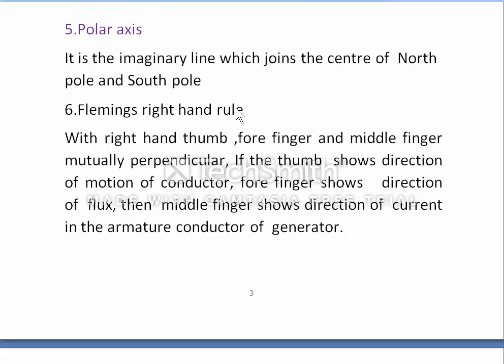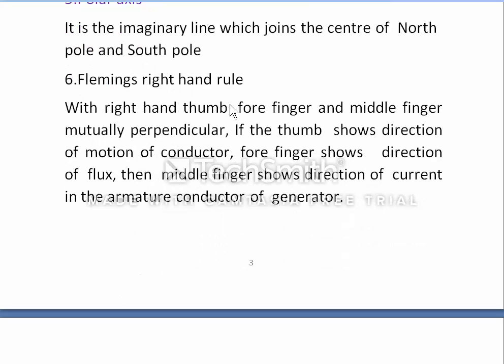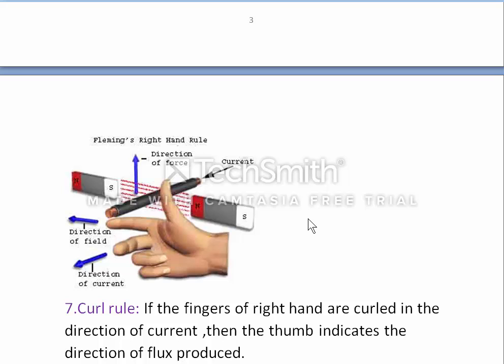Next, Fleming's right hand rule. With the right hand thumb, forefinger, and middle finger mutually perpendicular, if the thumb shows the direction of the motion of the conductor, forefinger shows the direction of the flux, then the middle finger shows the direction of the current in the armature conductor of the generator.